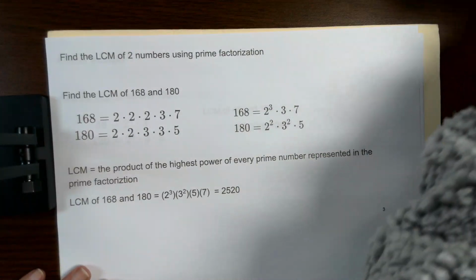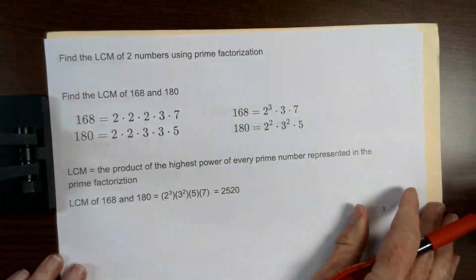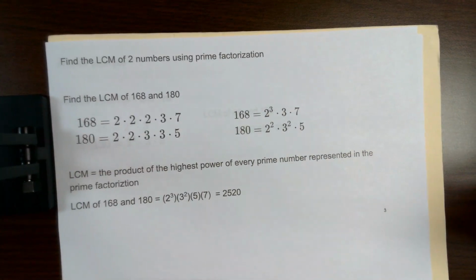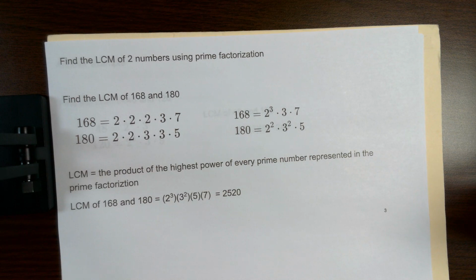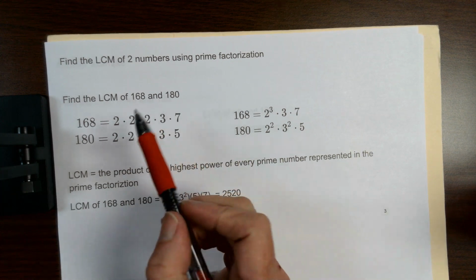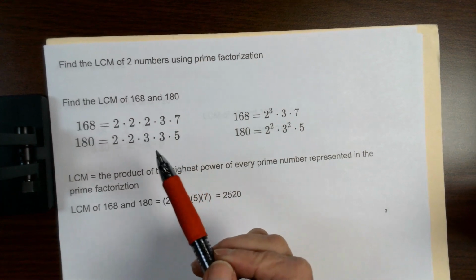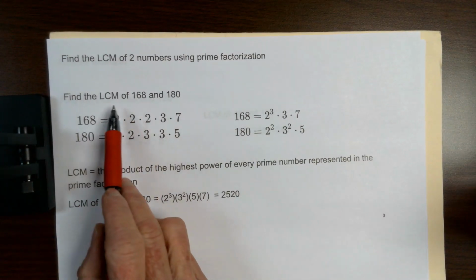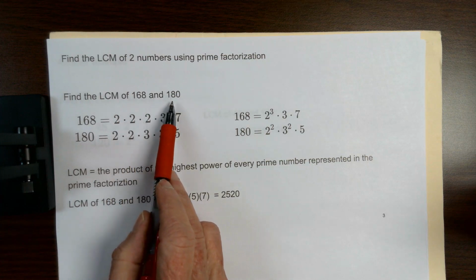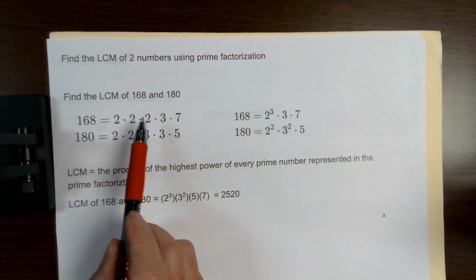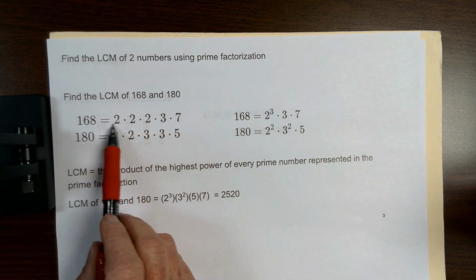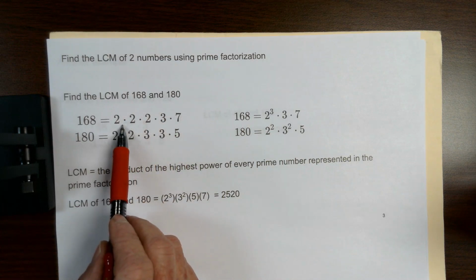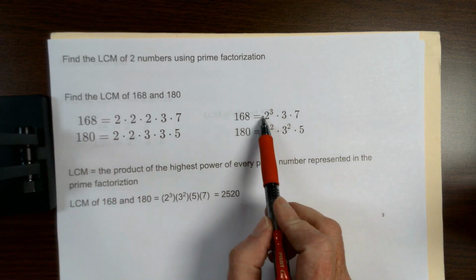You can find the least common multiple in another way besides just listing all its multiples. If you have really big numbers, it might be hard to list all the multiples of those big numbers. So we might want to find the least common multiple by doing the prime factorization, or the bottom row of the factor tree. So the least common multiple of 168 and 180 we're going to find by making the prime factorization, or the bottom row of the factor tree, and then we're going to turn around and write it with exponents.